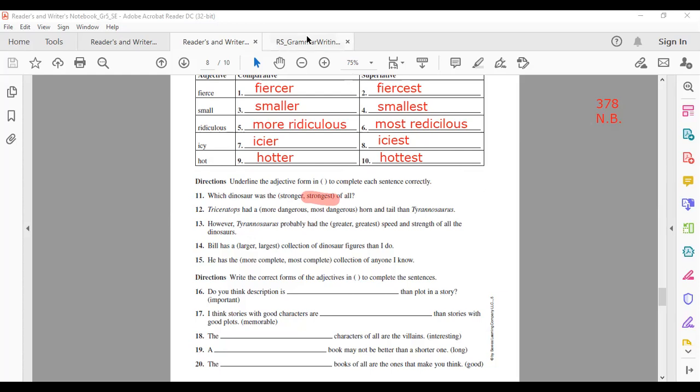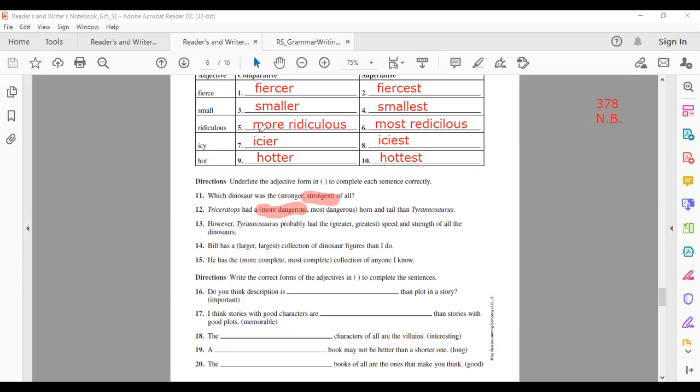Triceratops had more dangerous or most dangerous horn and tail than Triceratops. More or most? More dangerous. Excellent. How would I know? You would go to the sentence after it. If you find than, then right away you would pick more dangerous. If you found the before it, then it will be most.